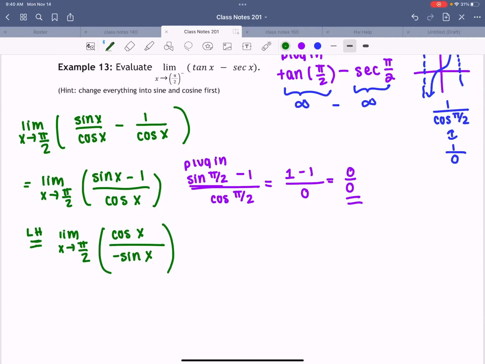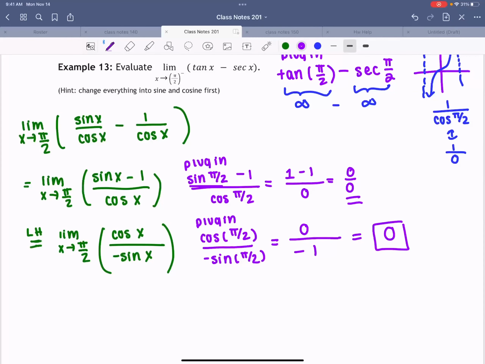Once we're here, let's plug in and see if we can actually just solve this. If it gives us a number, then we don't have to do anything else. So we have cosine of pi over 2 over negative sine of pi over 2. I feel bad for already quizzing you. We already said that cosine of pi over 2 is 0, and sine of pi over 2 is 1. So this is negative 0 over 1. Is that an indeterminate form? No, it's just 0. So we don't have to do anything else because the answer is 0.